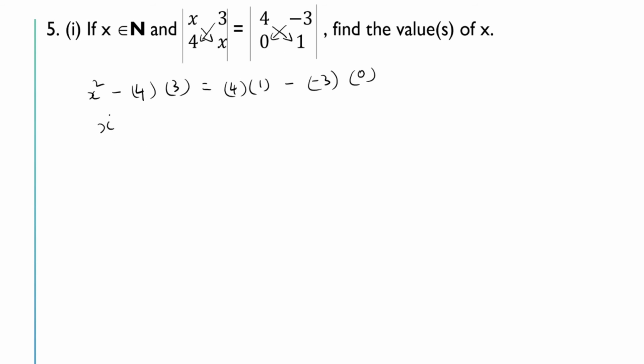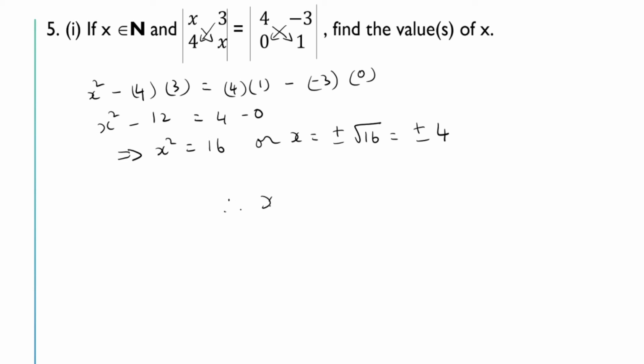So x square minus 12 is equal to 4 minus 0. From this we get x square is equal to 16, or x is equal to plus or minus root 16, plus or minus 4. Here we cannot take minus 4 because x is given as a natural number. Therefore, x is equal to 4.